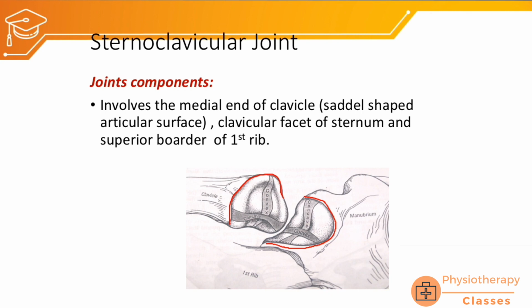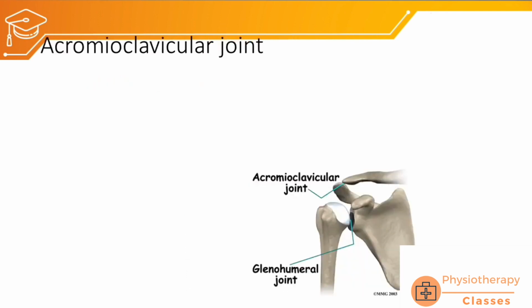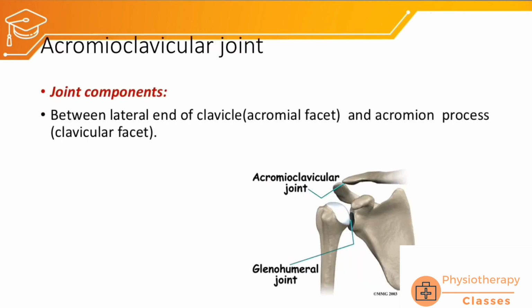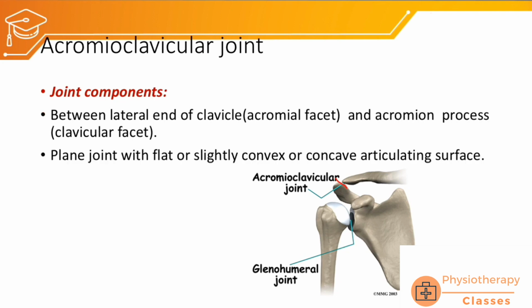The medial end of the clavicle also gets attached to the superior border of the first rib. The function of the sternoclavicular joint is to link the upper limb with the axial skeleton. The acromioclavicular joint is formed between the lateral end of the clavicle and the acromion process. It is a plane type of joint with flat or slightly convex or concave articulating surfaces.